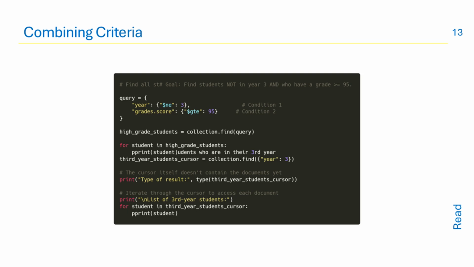In this example, we build a query with 2 conditions. The first uses the $ne operator on the year field. The second uses dot notation and the $gt operator on the nested score field. Because we've placed both of these conditions in the same query dictionary, they are implicitly joined by a logical AND. This means the query will only return documents that satisfy both conditions. The student must not be in their 3rd year, and they must have at least one grade of 95 or higher.